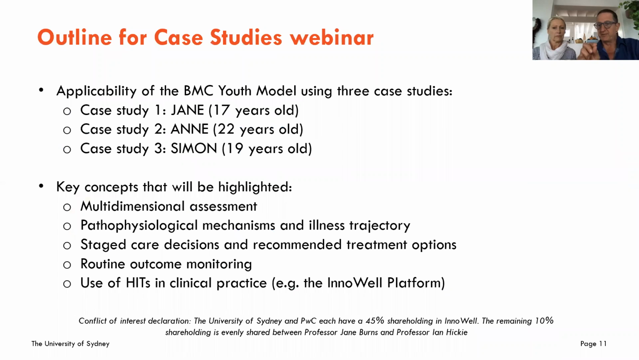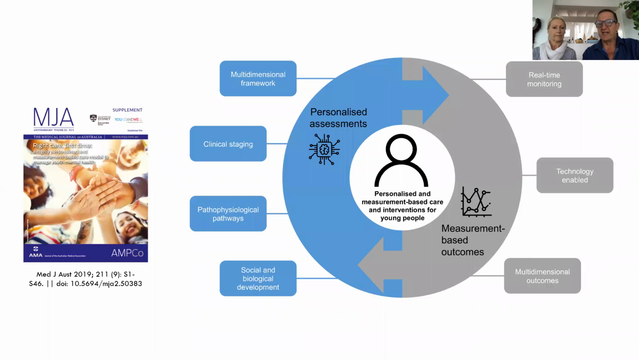When we bring all those together, if you see back to the previous slide, you do see that complete framework which you've outlined in the Medical Journal of Australia supplement in October last year, which brings the assessments, which are multidimensional framework, clinical staging, pathophysiological pathways, and illness trajectories, together with measurement-based care, real-time monitoring, and a focus on outcomes as being the key factors.